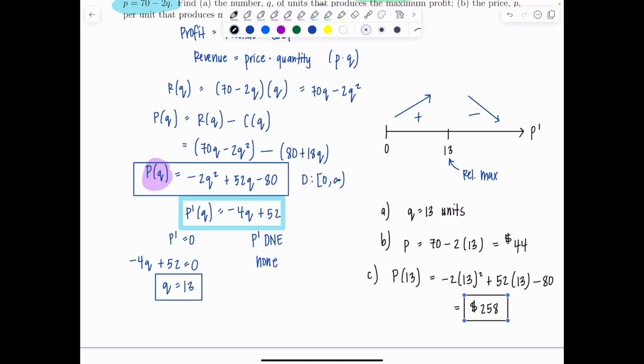So what does that tell you? Don't make more than 13 units because it won't be profitable. The price drops more than the money that's coming in. Isn't that interesting? Okay, so that concludes the lesson.